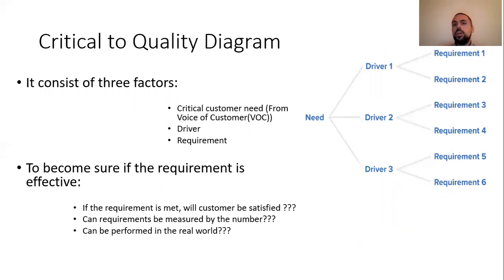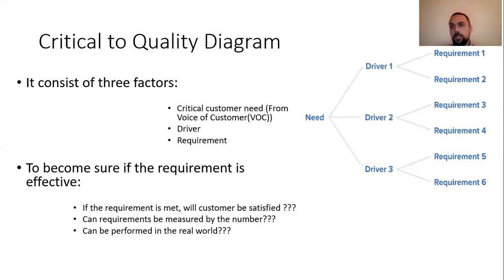In the critical to quality diagram, we have three parts: need, driver, requirement. Usually need is prepared by the voice of the customer, according to the need of the customer. The drivers are those factors which we need. If we need to answer those needs, we need to prepare these drivers. And the requirements are the basic needs of the driver. It means that we should do and achieve these requirements so as to achieve the driver.